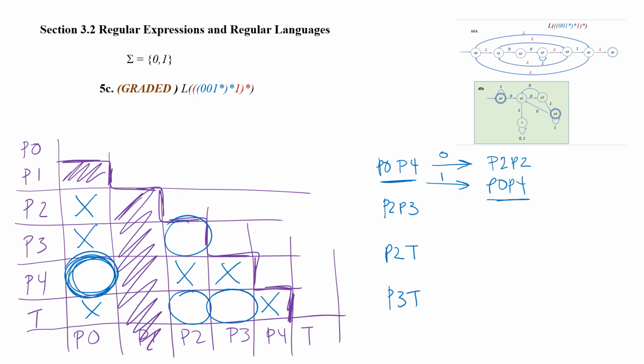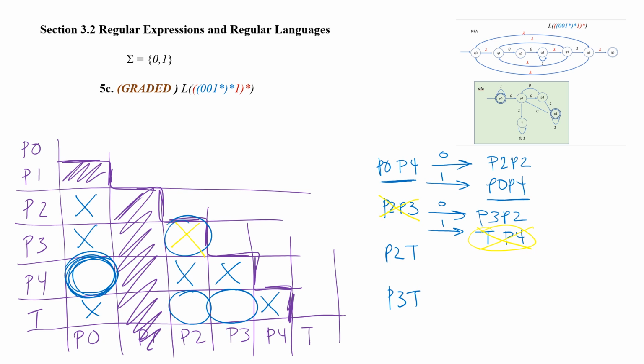Can I combine P2 and P3? P2 with a 0 goes to P3, P3 with a 0 goes to P2. So far so good. How about with a 1? P2 with a 1 goes to the trap. P3 with a 1 goes to P4. Now I can't combine the trap and P4. They cannot be combined. So since the trap and P4 cannot be combined, that means that P2 and P3 cannot be combined.